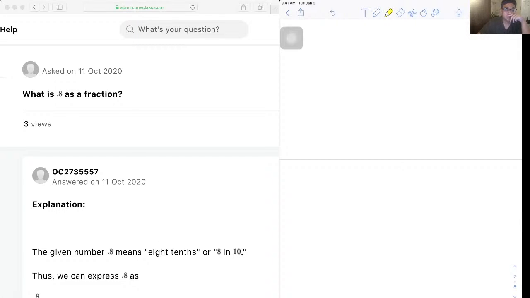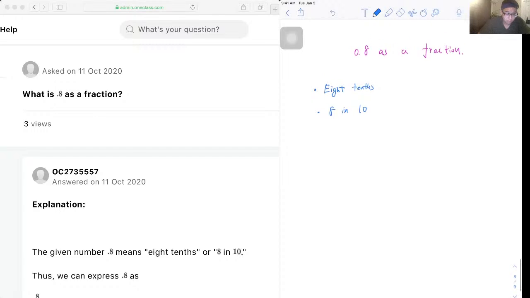Okay, so our next question is asking what is 0.8 as a fraction? Okay, so the given number 0.8 literally means 8 tenths, or we say 8 in 10. Let's write it here. So 8 tenths or 8 in 10. So imagine you have a cake and you cut it into 10 pieces and you take 8 pieces out of the 10 pieces. Yeah, so that's what 0.8 literally means.